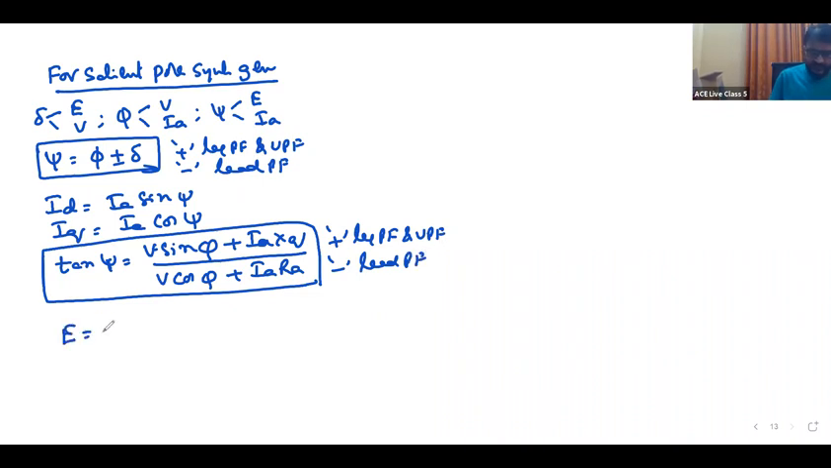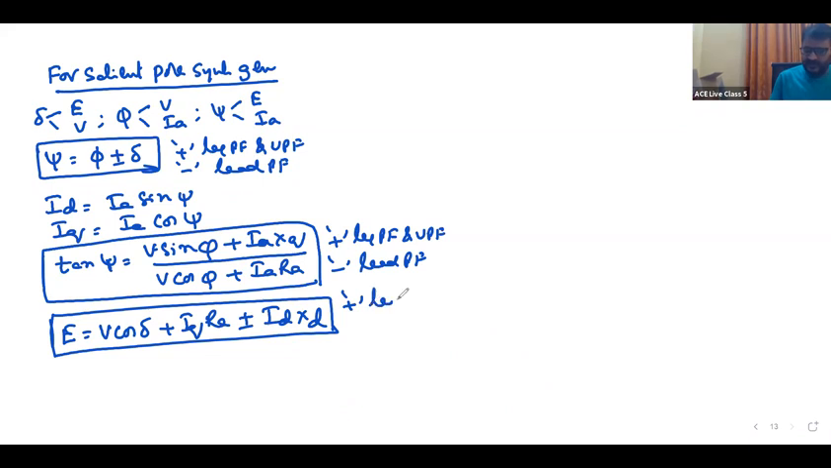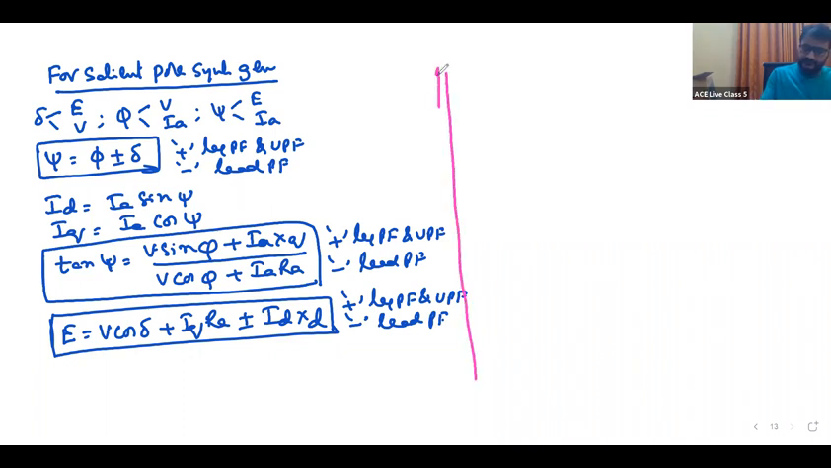Now the last equation, what is that? E is equal to V cos delta plus IQ RA plus or minus ID XD. Plus for lagging power factor and UPF, minus is for leading power factor. Okay. This is for the generator. Now I am coming to the motor.